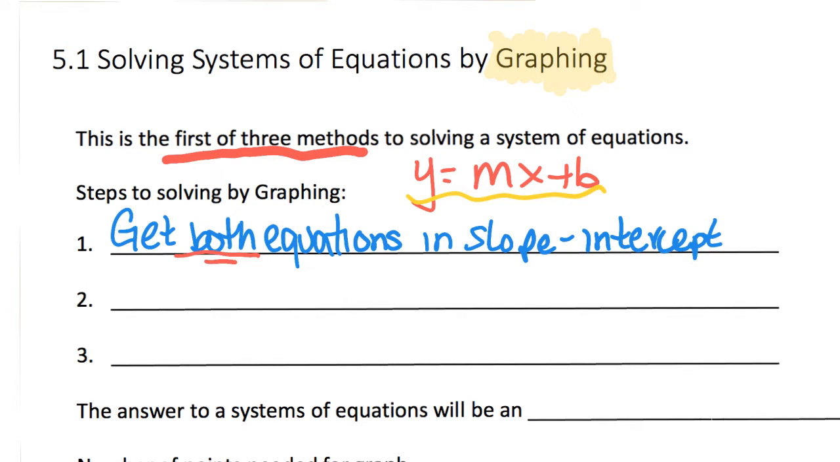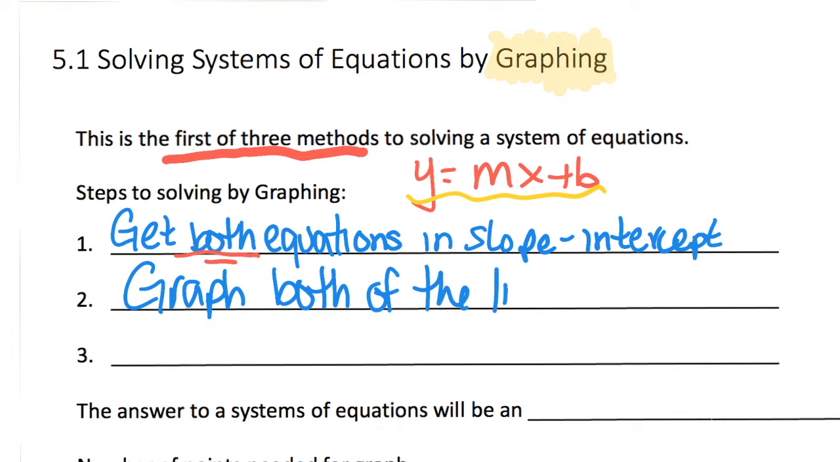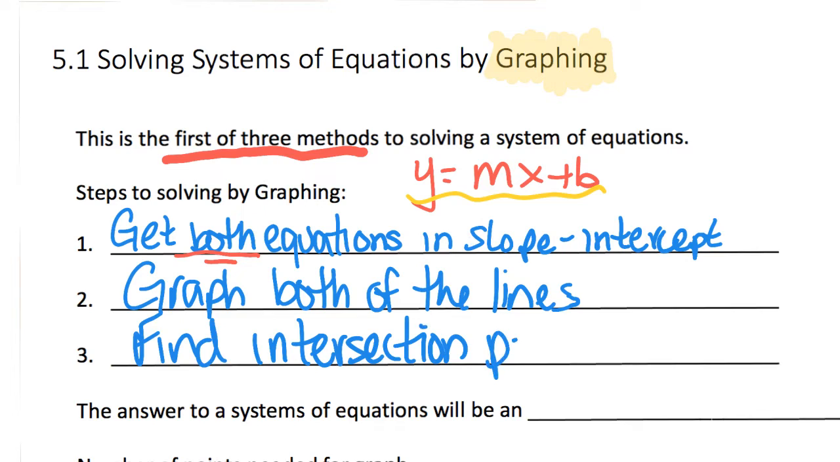So we want both equations in this form. Okay, our next step is to simply graph both lines on the same graph, because we're going to want to find where they intersect. So that's our last step, to find the intersection point. We're going to find where these two cross, and this is going to be my answer.